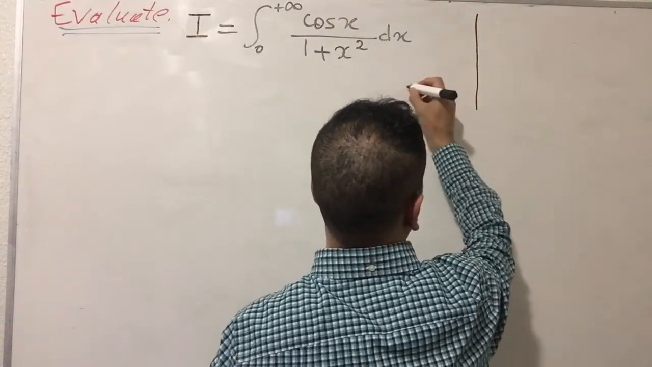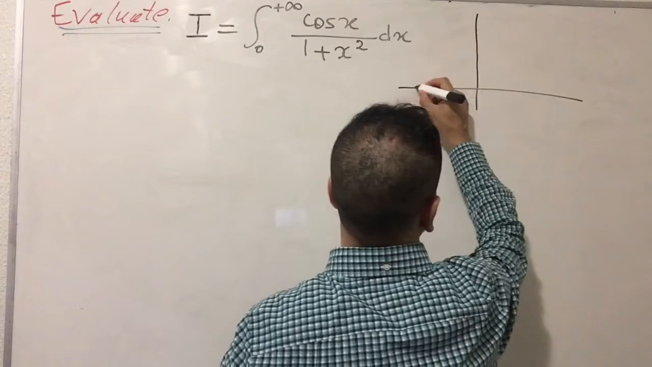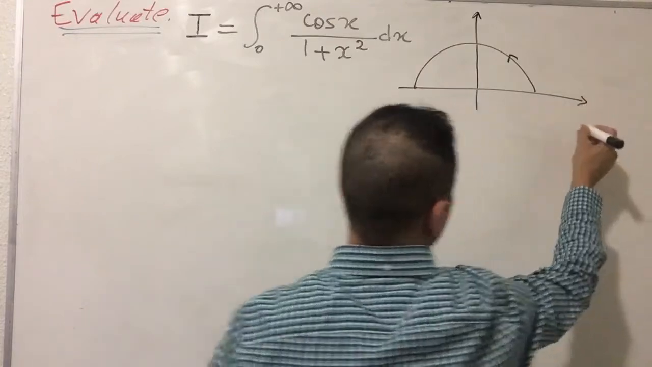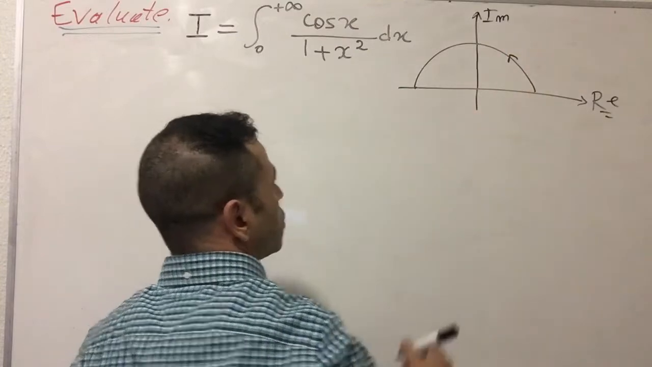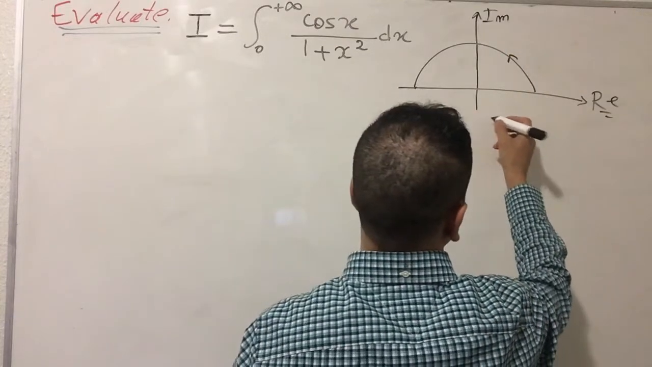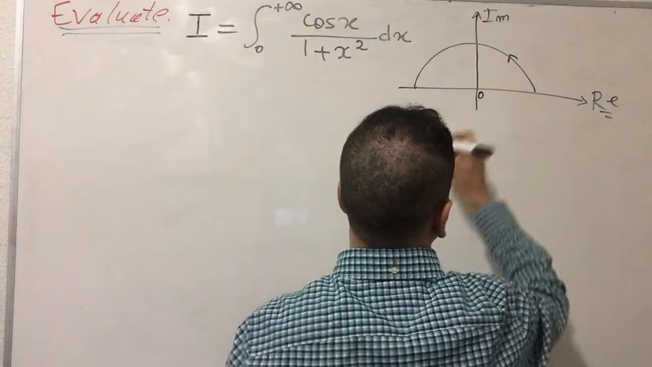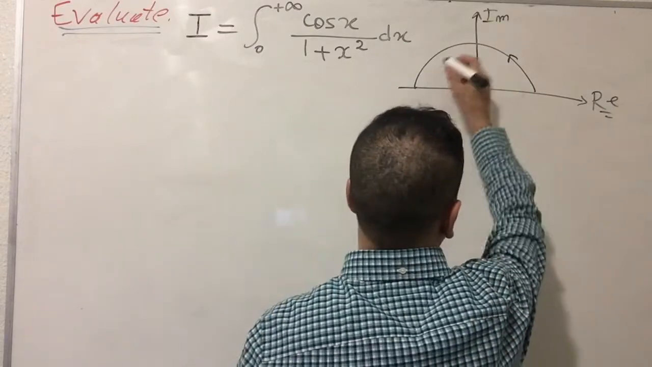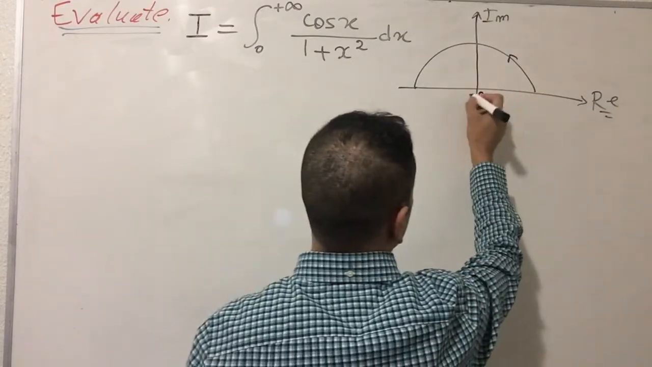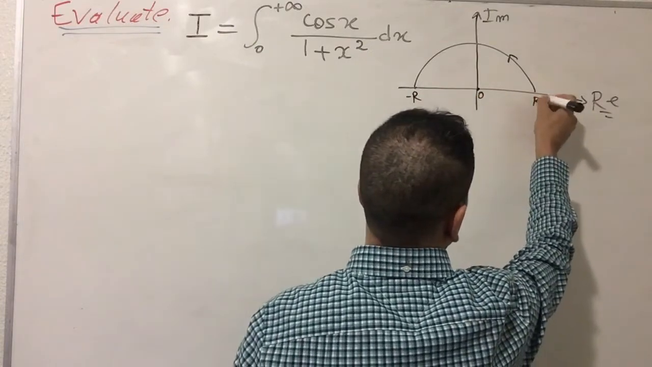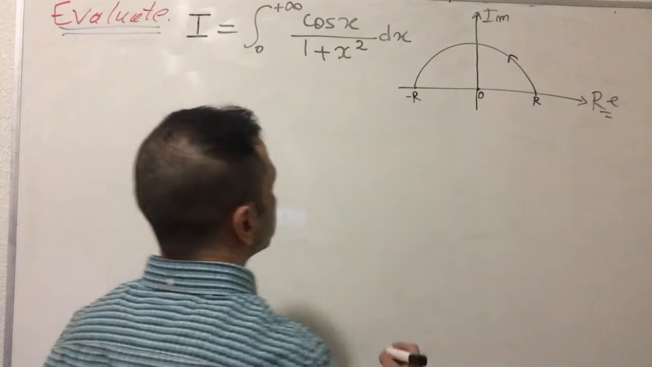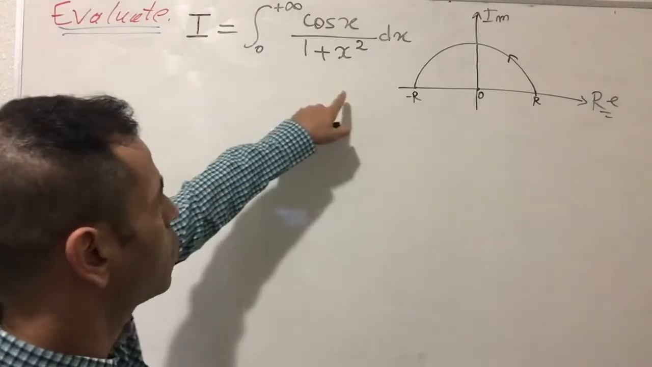Okay, let's construct this one. As you see here, the x-axis represents real numbers and the vertical axis represents imaginary numbers. So we have the origin O, and this half semicircle with the radius r. We have minus r, and we have plus r. So I'm going to find out the poles.